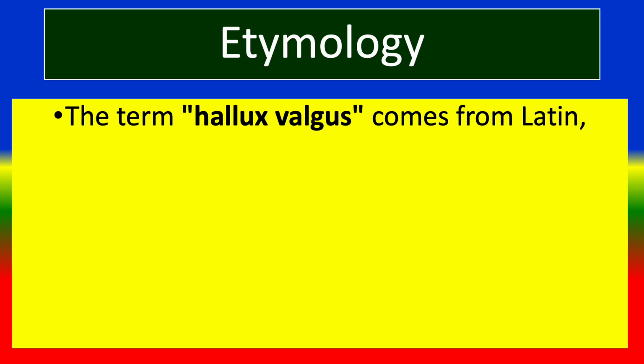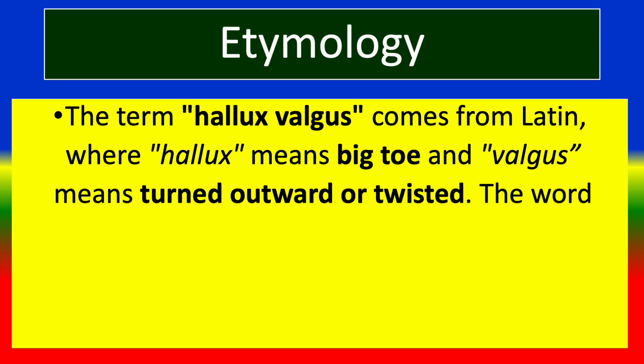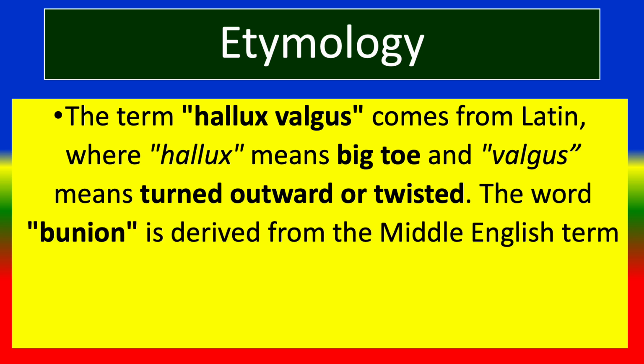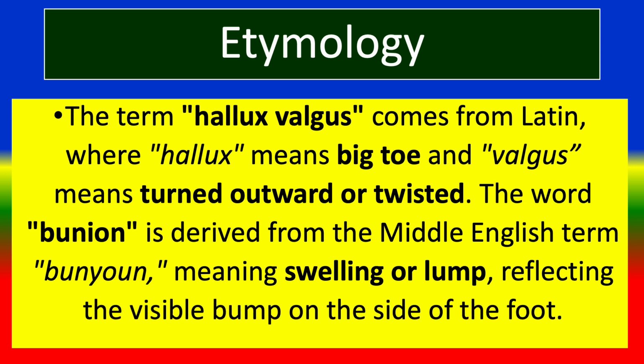Etymology. The term hallux valgus comes from Latin, where hallux means big toe and valgus means turned outward or twisted. The word bunion is derived from the Middle English term bunion, meaning swelling or lump, reflecting the visible bump on the side of the foot.